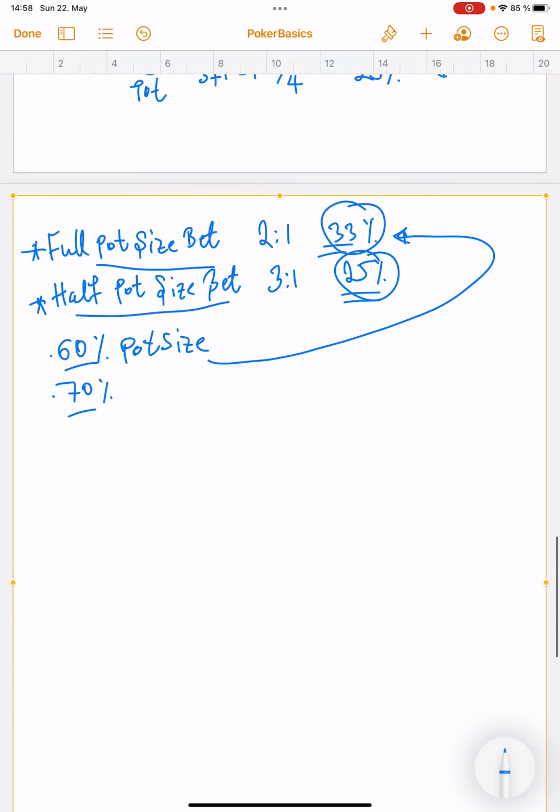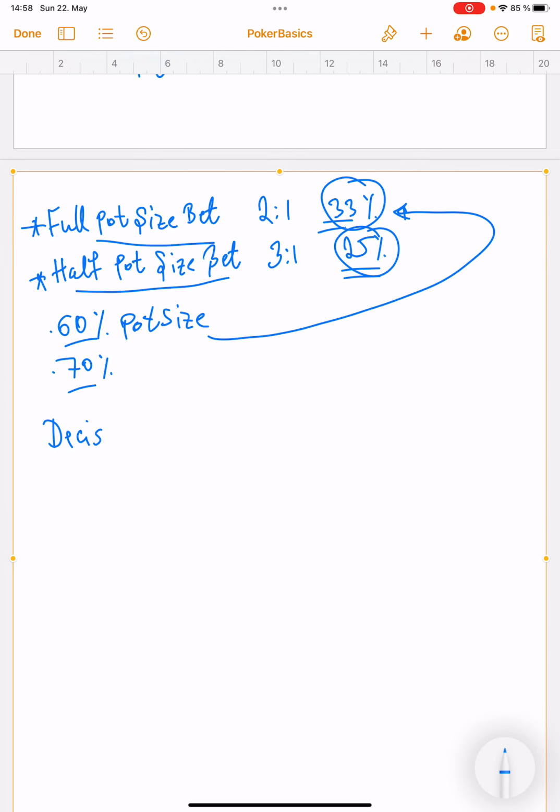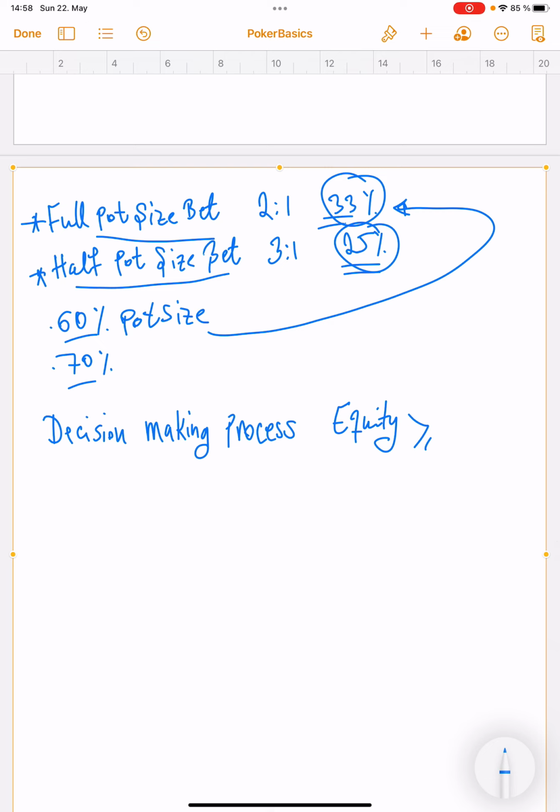Okay, your decision making process, if you want to write it on a piece of paper, is usually that you need to call when your equity is greater or equal to the pot odds. We haven't talked about equity yet, but we already know what the pot odds are, right? And we also know that we need to bear in mind this 25% and 33% for the full pot size and half pot size.